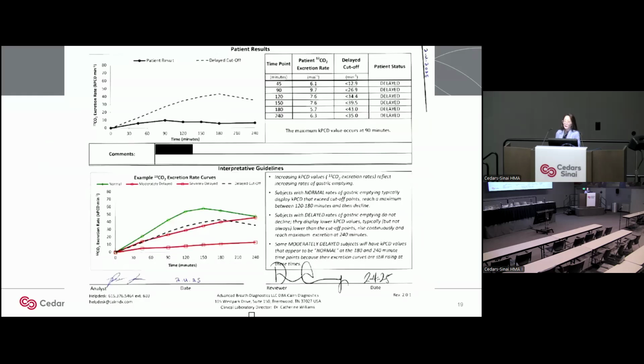One is in very severely delayed gastric emptying, so very little of that carbon-13 is leaving the stomach to be absorbed by the small intestine. You can also see this in cases where the patient does not eat the entire meal. And so if the patient does not eat the entire meal, then this test is actually not valid.